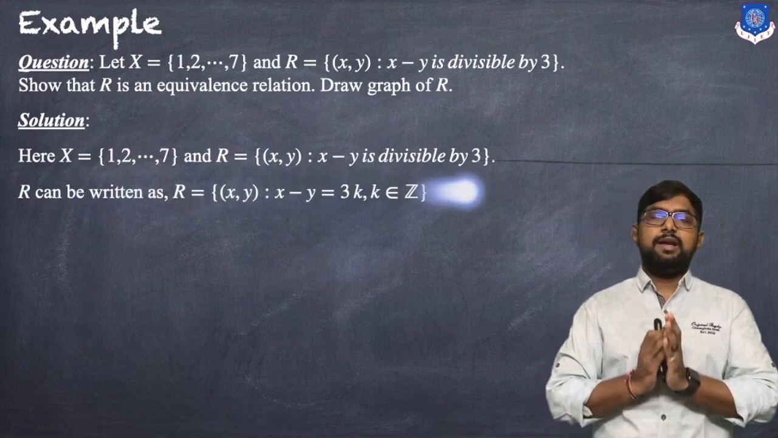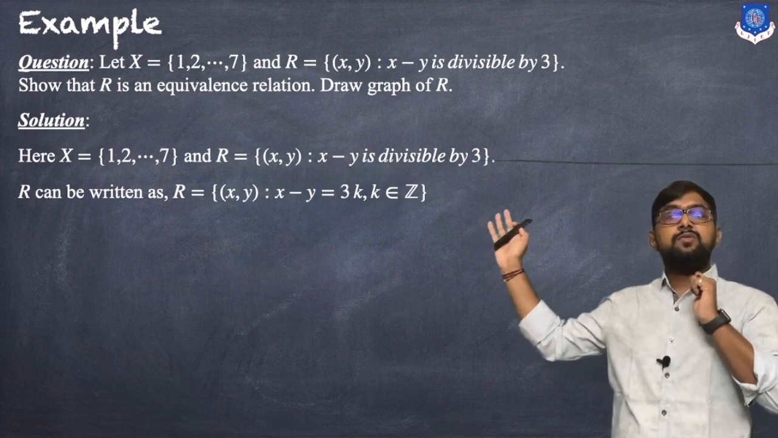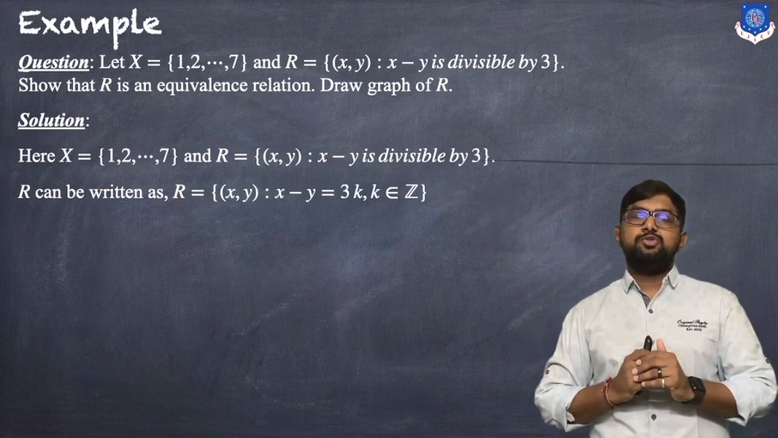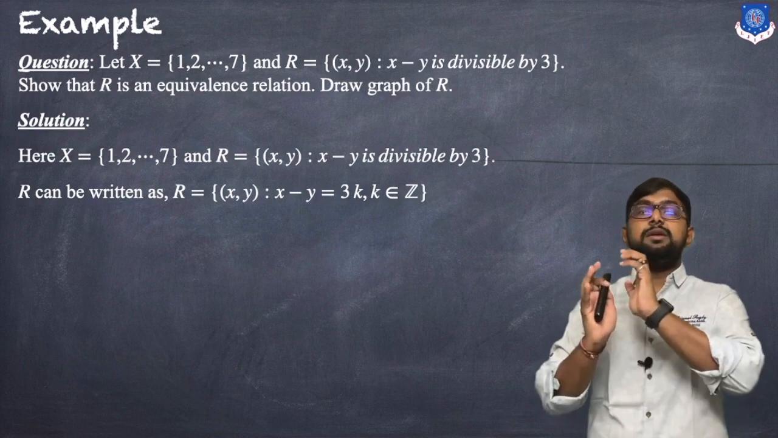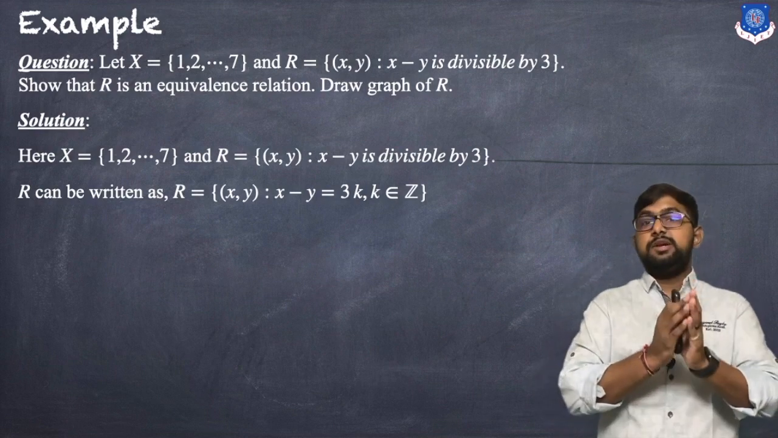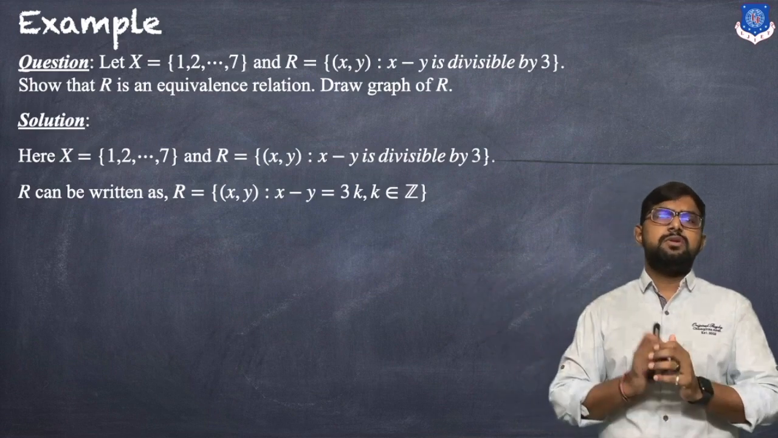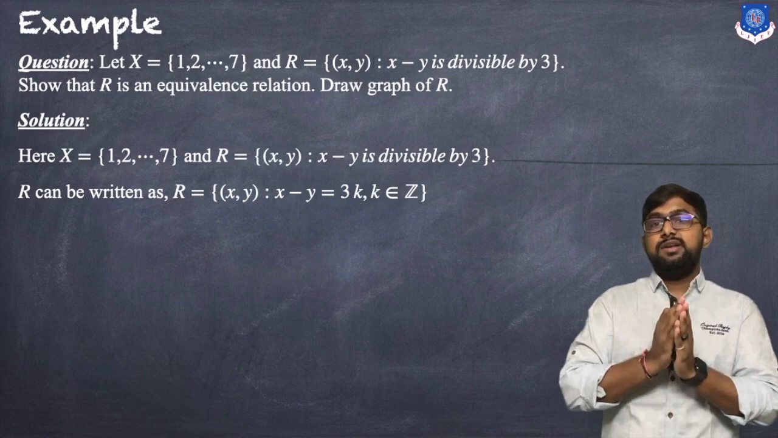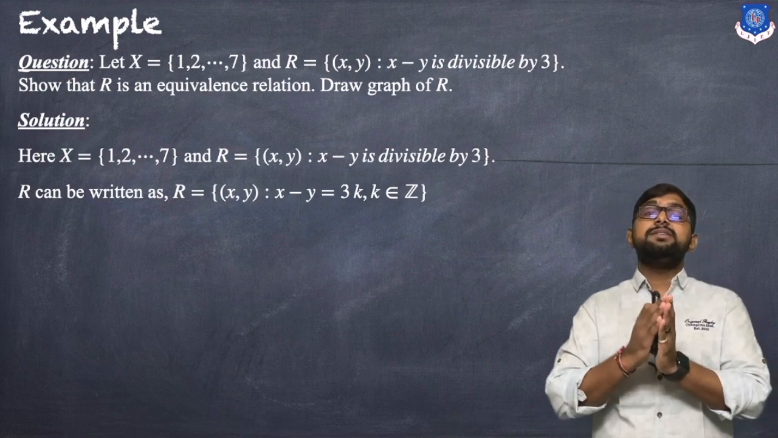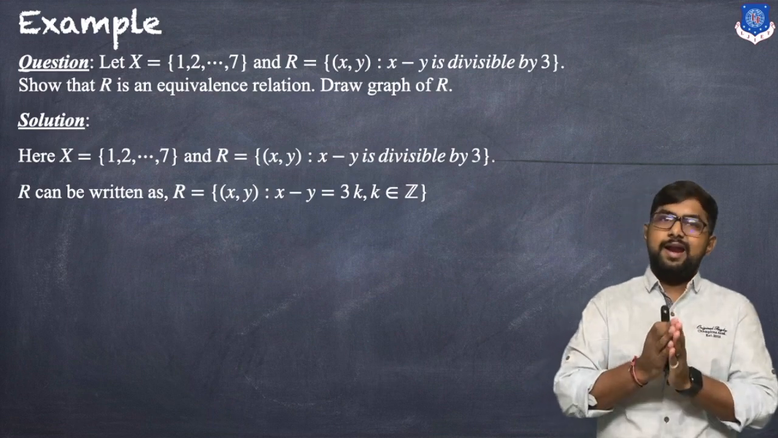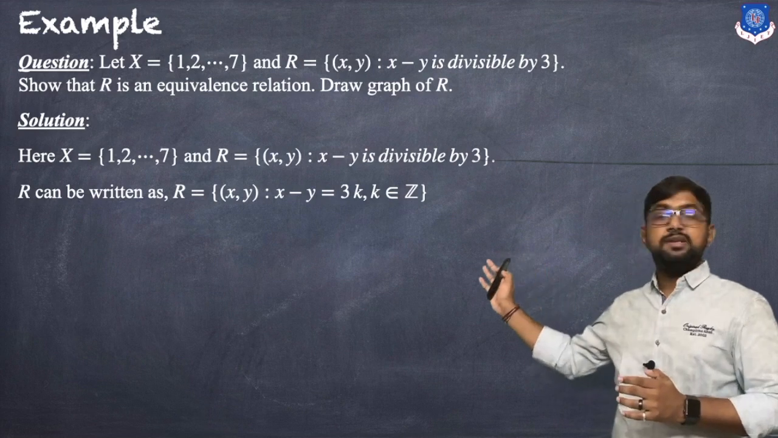So we can write like this, the set of all (x, y) such that x minus y equals 3k, where k belongs to Z. See, x minus y is divisible by 3. So what does that mean? It is a multiple of 3. So that means x minus y equals 3 times some k, where k belongs to the set of all integers. So x minus y is divisible by 3, that implies x minus y is a multiple of 3, so we can write x minus y equals 3 times some k. Okay, so now we will consider this R.